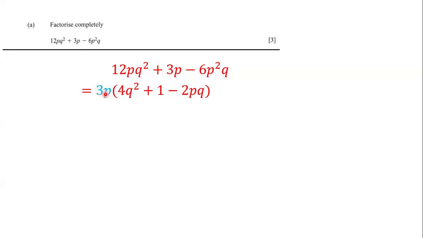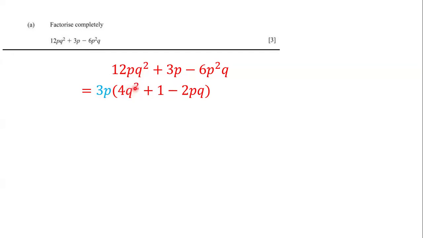So we have 3p. Now we ask ourselves, what times 3 gives me 12? Well, the answer is 4 because 3 times 4 gives me 12. Notice that we have p here and we have p here, so the p's are accounted for. And notice that you have q squared, and you have q squared at the bottom.